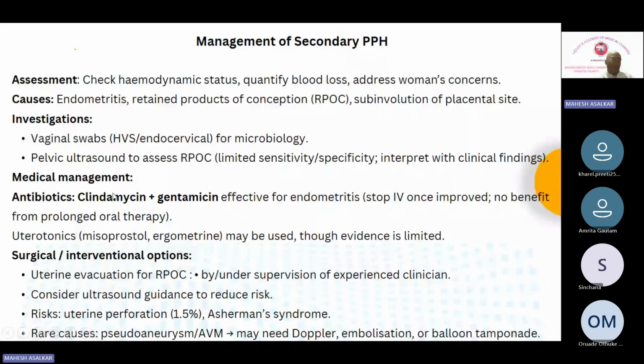Antibiotics will be clindamycin plus gentamicin, and you will give appropriate uterotonics also, and you need to go for evacuation of the RPOC under appropriate anesthesia. You may consider it under ultrasound guidance also. The risk of uterine perforation is around 1.5%, and there is a risk of Asherman syndrome also. So this is about secondary postpartum hemorrhage.